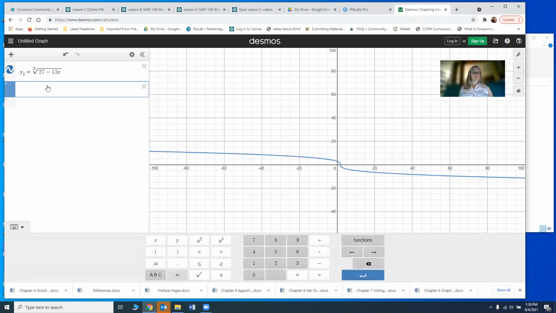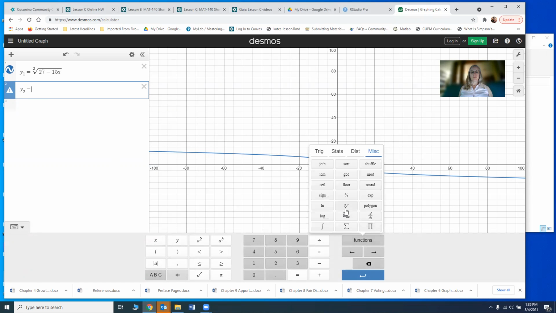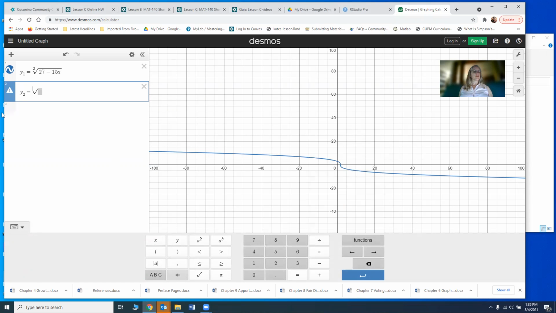Let's do another one. Again, I'm just going to call this y sub 2 equals, and this time I'm going to do the cube root, so I do need my root. So I come over here to functions, take my nth root, and I'm doing the cube root. This time we'll do 2x minus 10. And there's what that graph looks like.